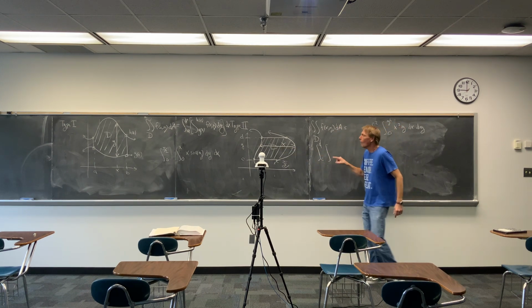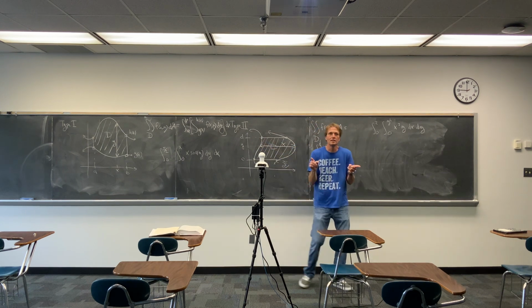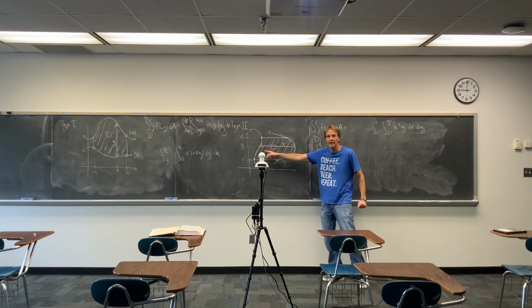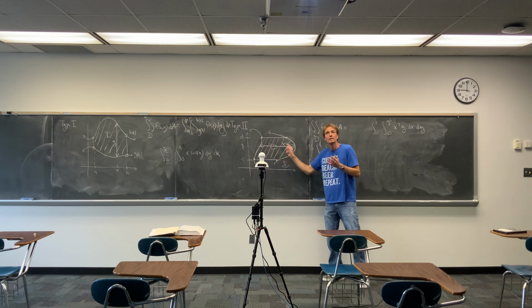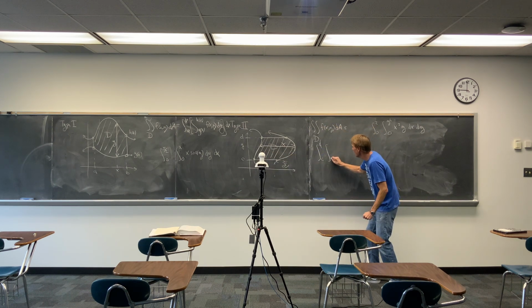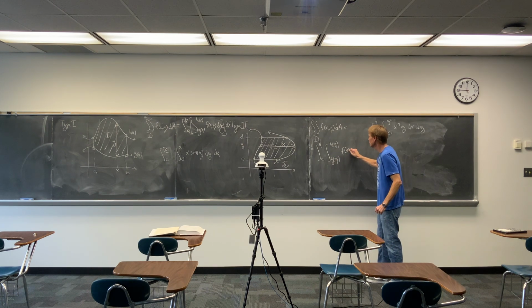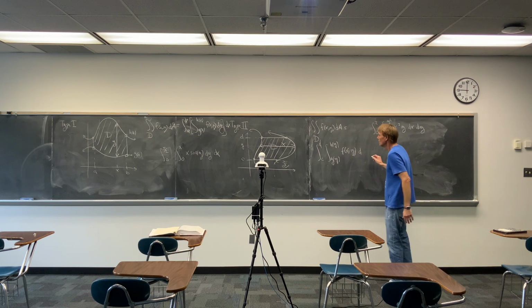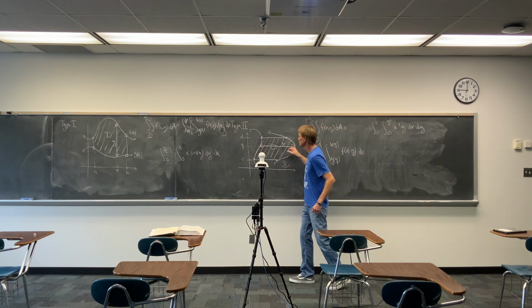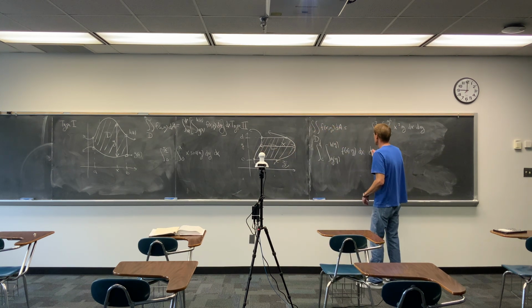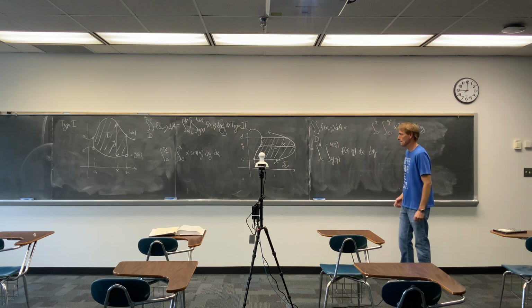As y goes between C and D, x goes between G of y and H of y. And then we're integrating over our space sheet. We're first doing our integral with respect to x, and then our outer integral is going to be with respect to y.